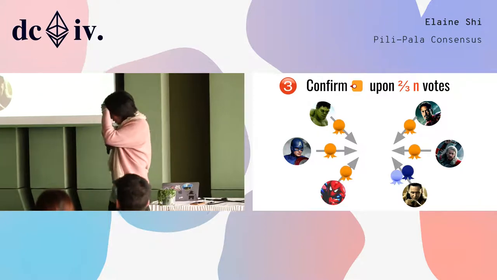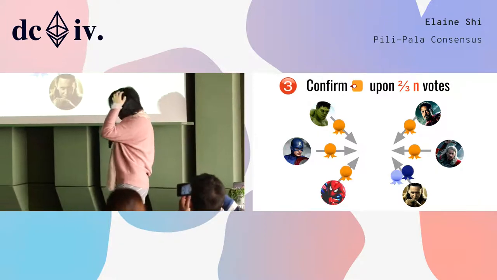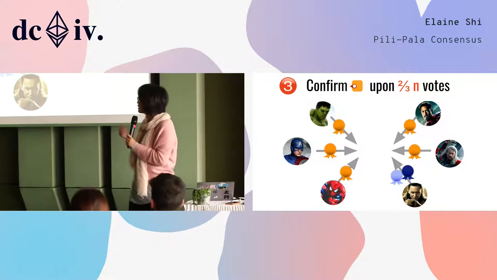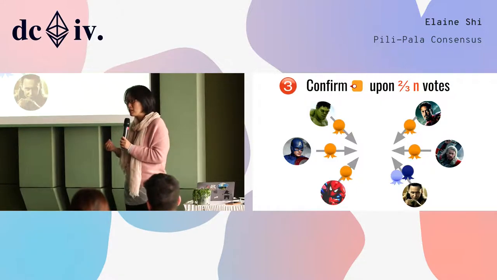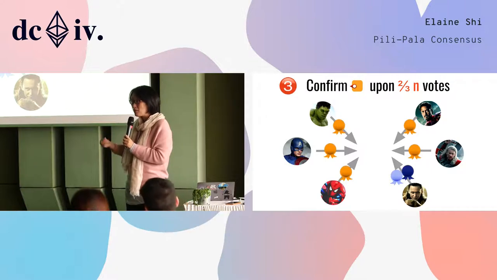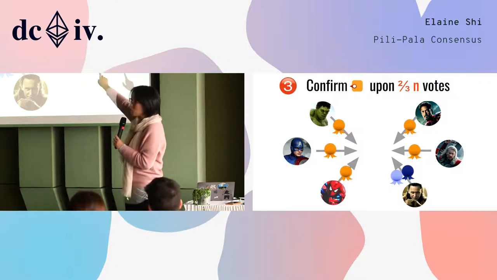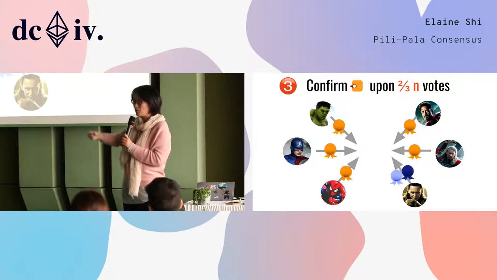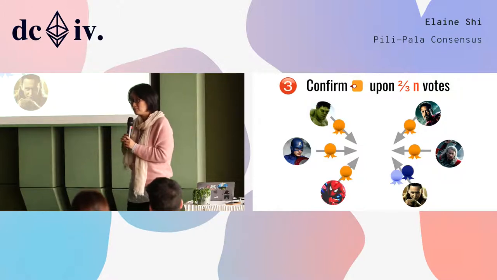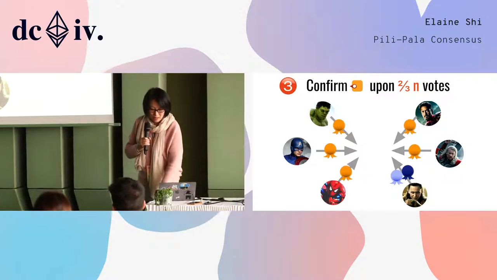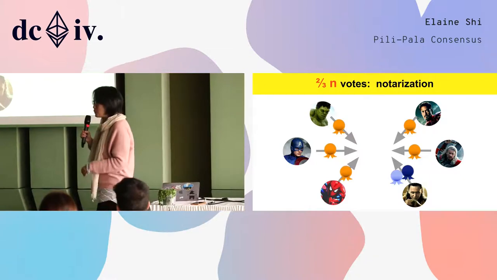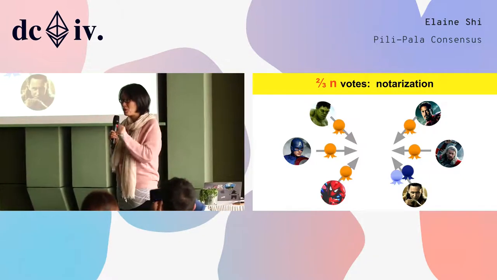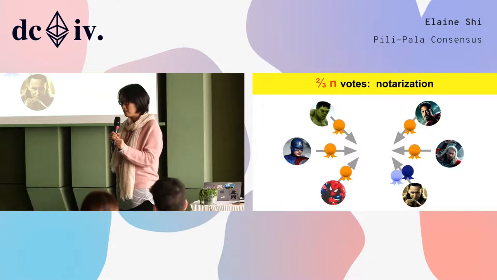Okay, so now we have voted. What do we do next? We basically wait. We wait until we collect enough votes on the same block. When there are enough votes on the same block, we have high enough confidence and we can confirm that block. So what is enough? In this talk, I'm going to assume votes from 2/3 of the committee is considered enough. In fact, if we have 2/3 votes, we are going to call that a notarization.